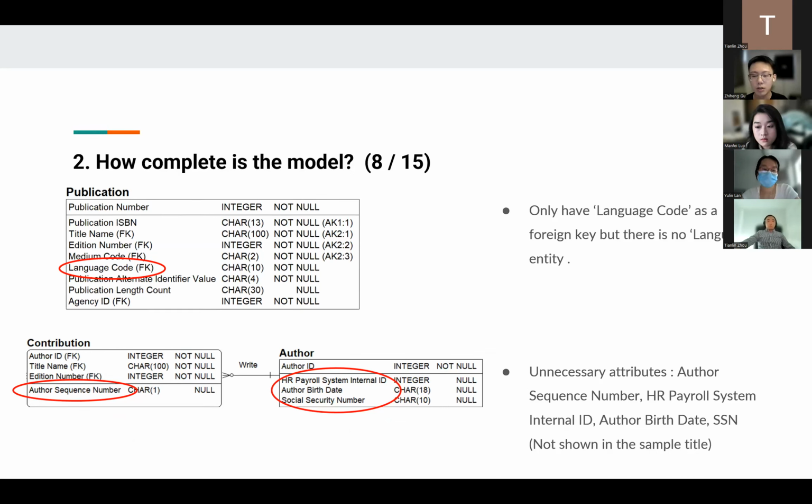The second problem is redundancy. Some attributes are unnecessary as they are not shown in the sample title. The attribute author sequence number in the contribution entity and the HR payroll system internal ID, author birth date, and social security number in the author entity are unnecessary. Because of these two errors, this category is only given 8 points.